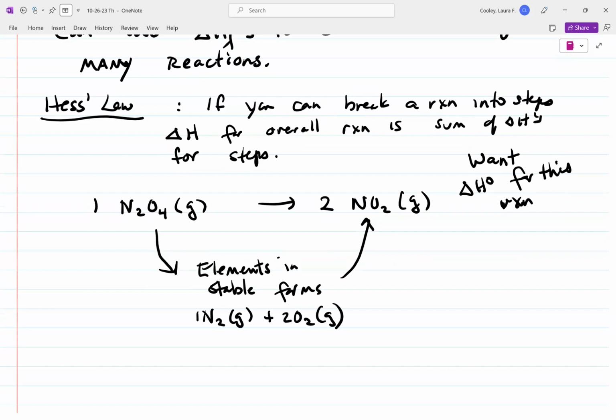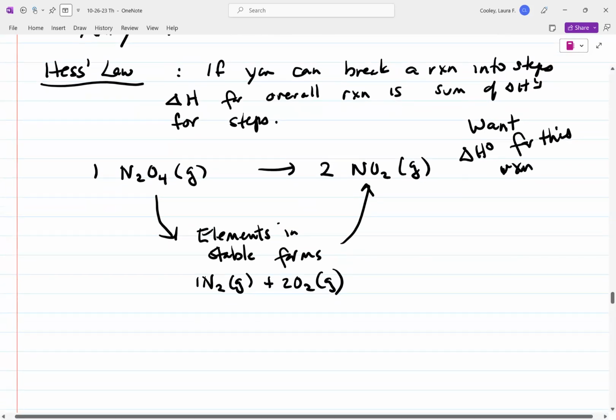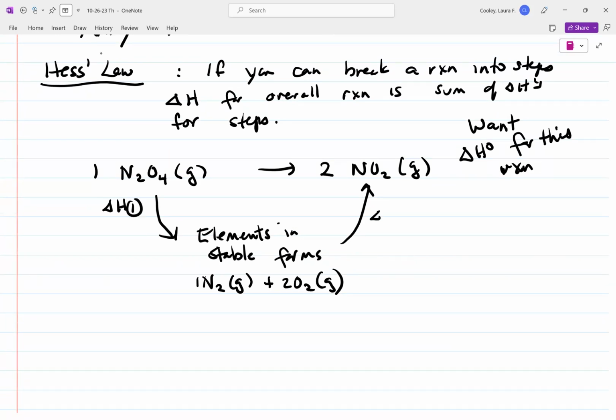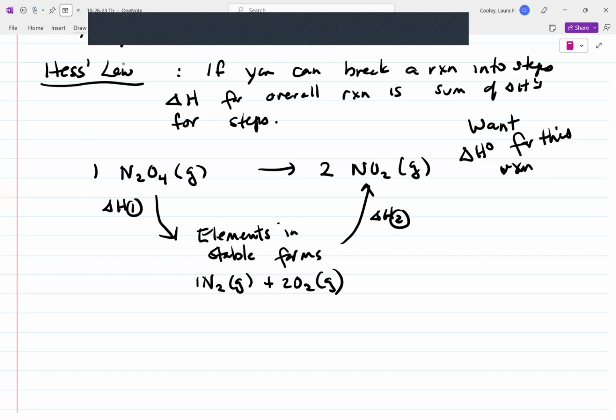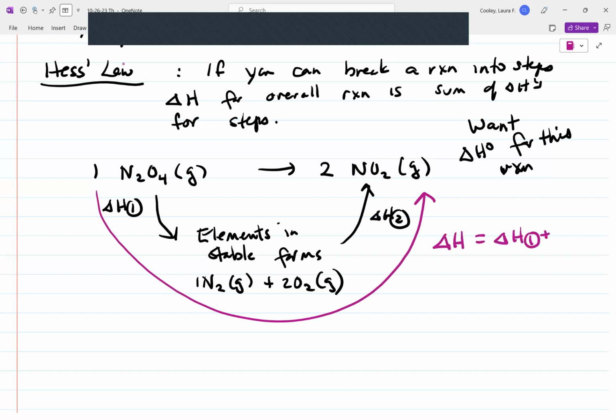Okay. So how is what I know about delta HF zeros now going to help me elucidate what the delta H is for each step, right? Because that's what I want. I want delta H for step 1 and delta H for step 2, because if I add them, then my path is going from here to here. So my delta H is going to be the sum of the delta H's for those 2 steps.